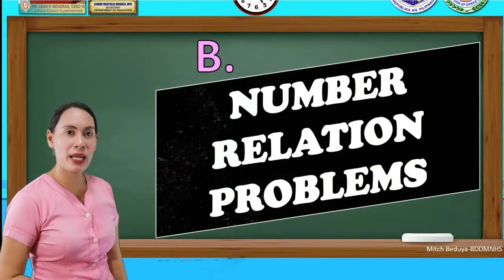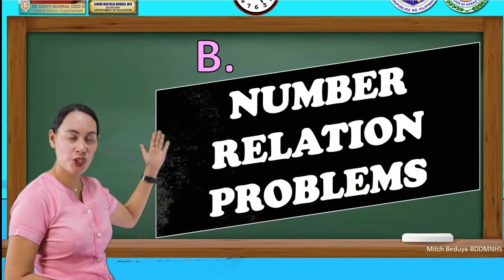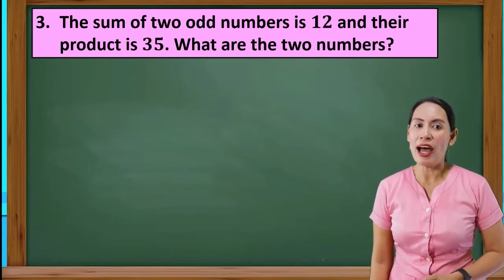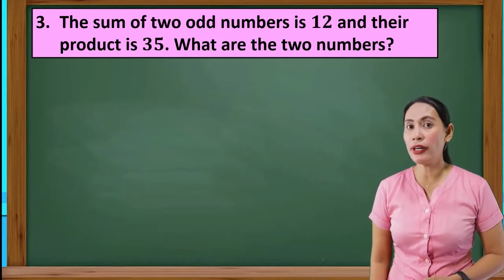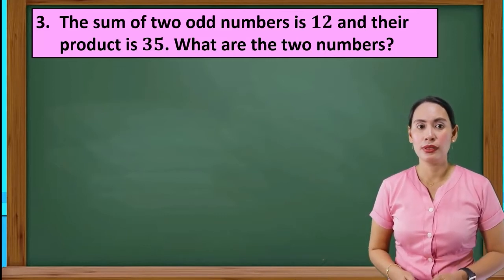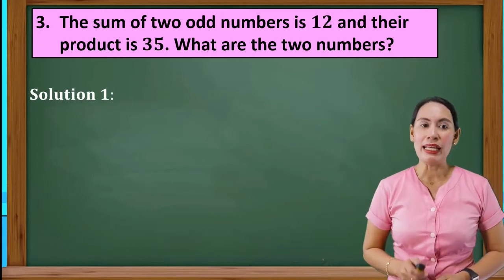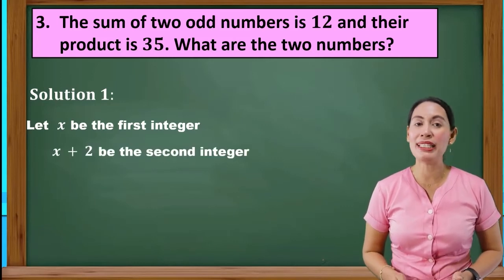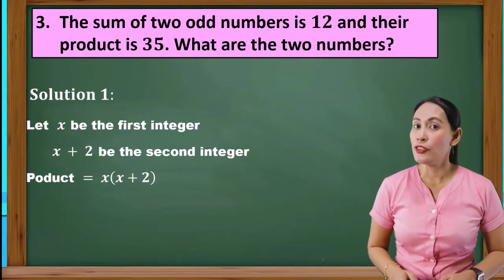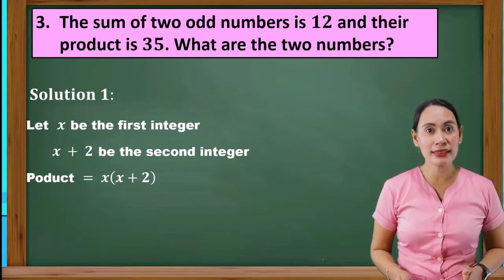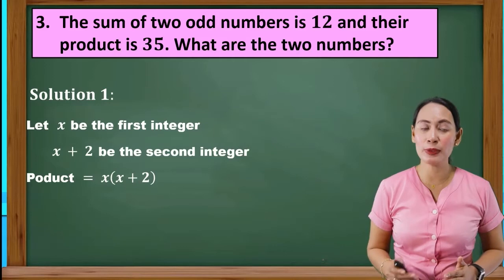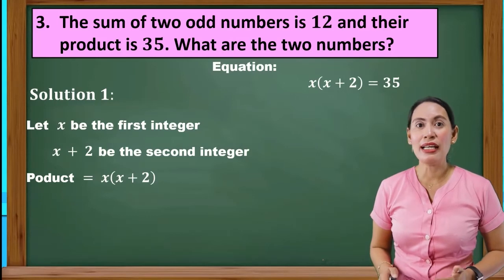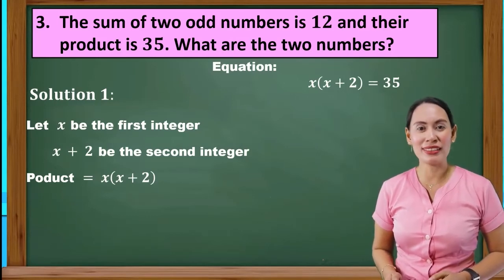Next is solving problems involving number relations. Example number 3: the sum of two odd numbers is 12 and their product is 35. What are the two numbers? So here's the solution. Let x be the first integer, and x plus 2 be the second integer. Their product is equal to x times the quantity x plus 2. So the equation is now x times the quantity x plus 2 equals 35.